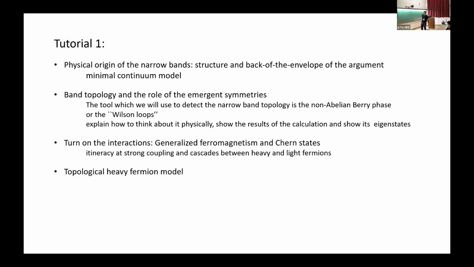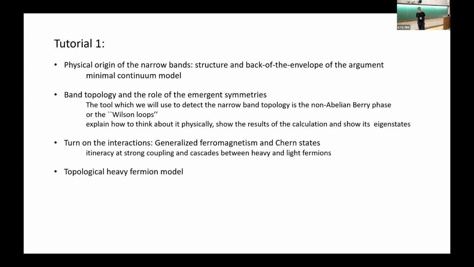Here's the outline of what I'd like to cover in the first tutorial. I would like to give you a physical intuition for the origin of the narrow bands in the twisted bilayer graphene. We're gonna have a back of the envelope argument for the minimal continuum model. I'll discuss, of course, some of the pioneering experiments which sort of galvanized this field. I will tell you why these bands are interesting. They're not only narrow, but they're also topologically non-trivial. And I will try to make this statement precise.